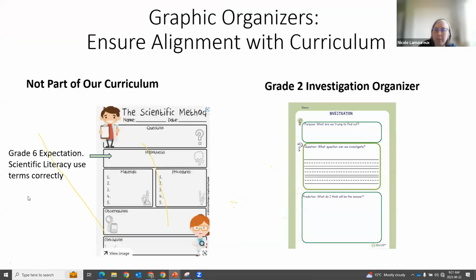On that note, when we talk about graphic organizers, I have seen things floating around for our curriculum, like the scientific method. And when I say not part of our curriculum, I'm referring to primary, because hypothesis is grade 6, and we don't want to confuse our students. They should only be making predictions in primary and up to grade 5 inclusive. Some of those things out there on Teachers Pay Teachers are fine if you adapt or change them to align with our curriculum.